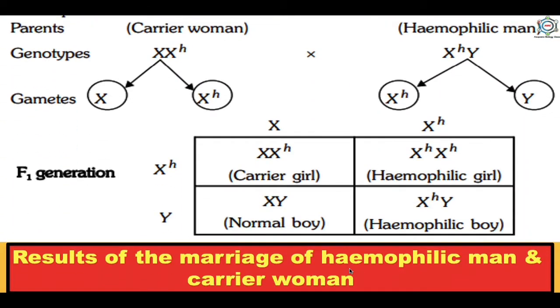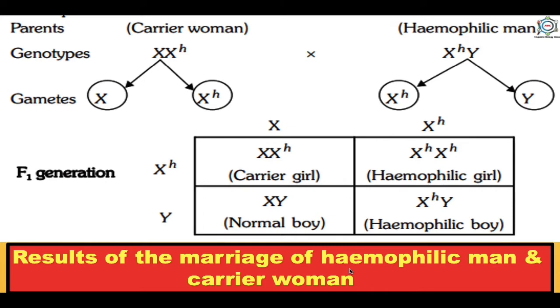Now, the result of marriage of a hemophilic man and a carrier woman. So, if a carrier woman marries a normal man, half of the sons will be hemophilic and half of the daughters will be carrier. The above pattern of heredity is often called criss-cross inheritance because a hemophilic father passes on the gene of hemophilia to his carrier daughters, who then transmit hemophilia to their sons.